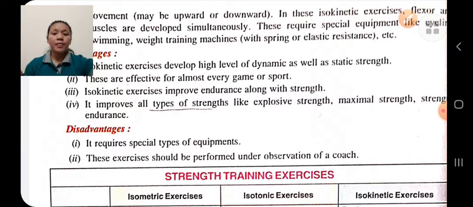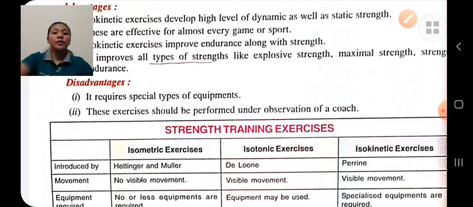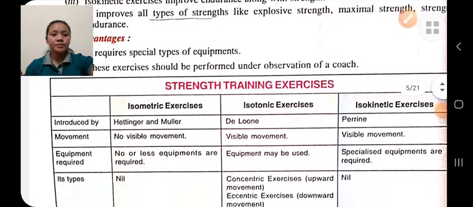These are the three types of methods to improve strength: isometric exercise, isotonic exercise, and isokinetic exercise. Let's do a quick revision.